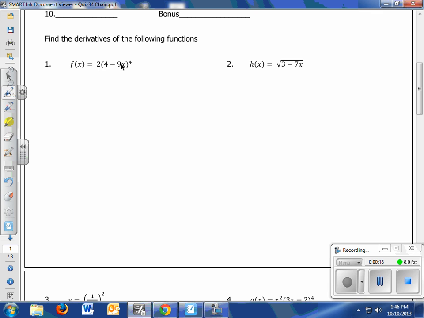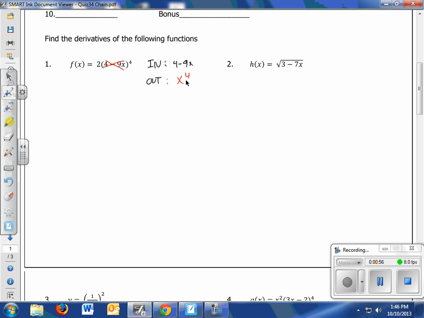Okay, so we have a composition of functions. An inside function, I can tell, is my 4 minus 9x. This is inside. Meaning the outside part of my function would be what we pretend is a big X to the fourth power. What I do when I use the chain rule is I take the derivative of the outside, I leave the inside alone, and then I take the derivative of the inside.